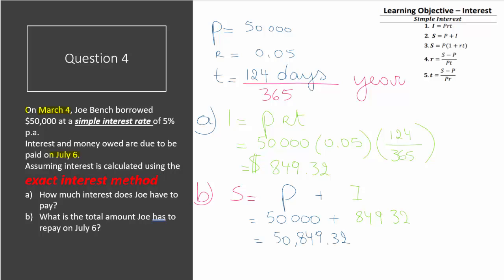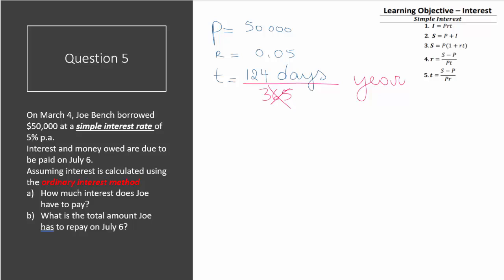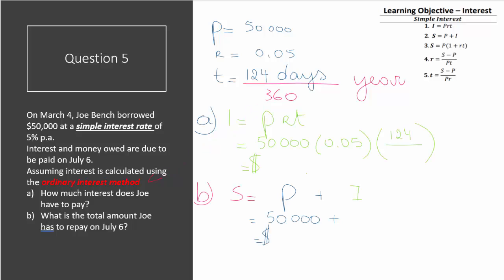$50,849.32. In question C, Joe will use the ordinary interest method. So instead of dividing by 365, we have to divide by 360 because we have the ordinary interest method. So our formulas will look very similar. We've got 50,000 times 0.05 and now times 124 divided by 360. That will give us our interest.